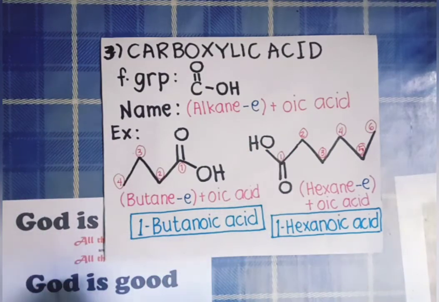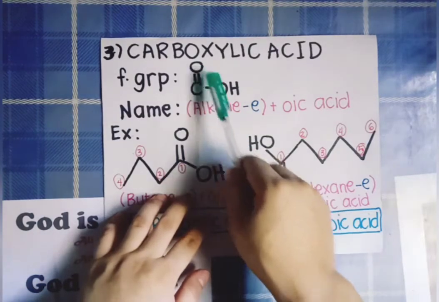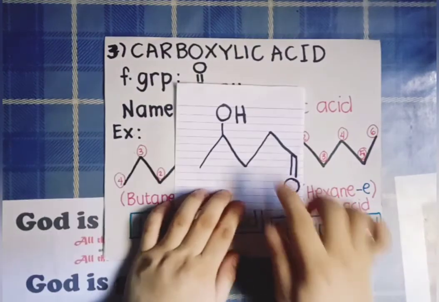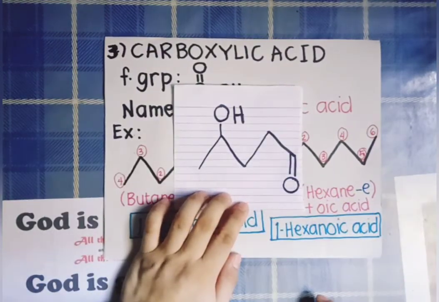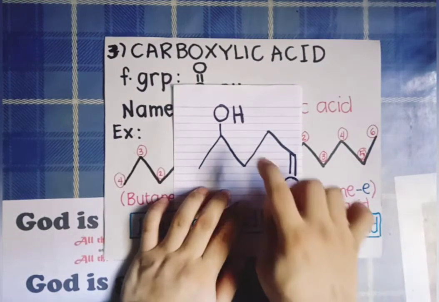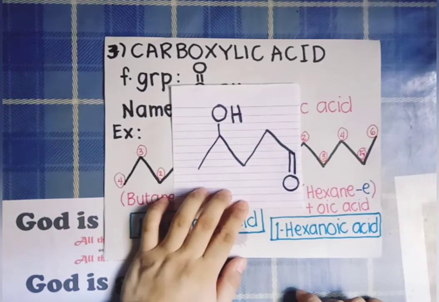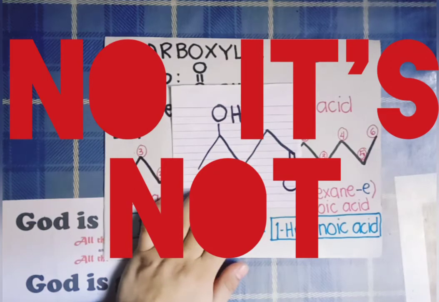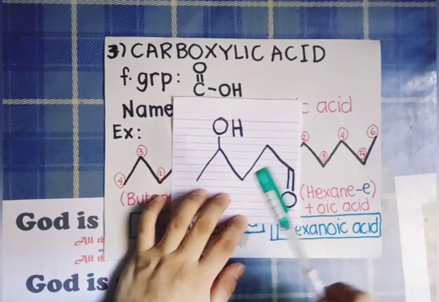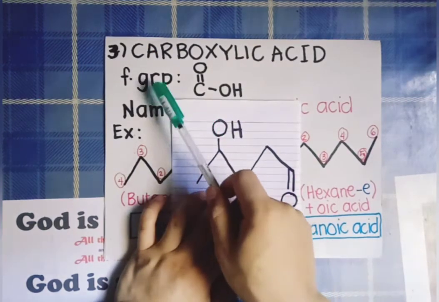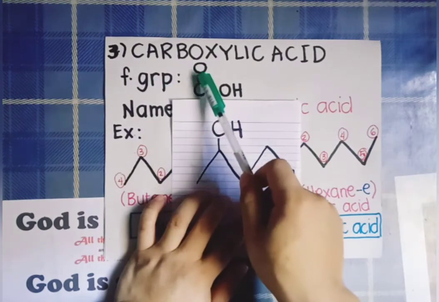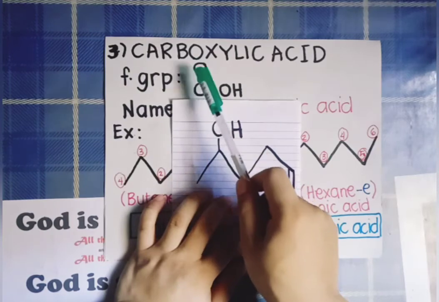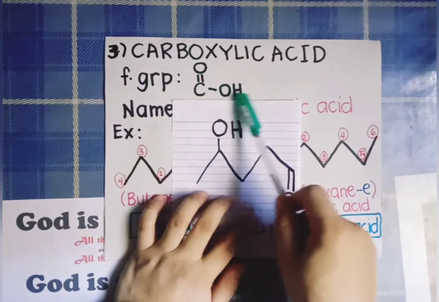Now, in carboxylic acid, again, it's a C double bond OOH. Now, I have here this molecule, and let's analyze if this molecule is actually a carboxylic acid. Is this molecule a carboxylic acid? The answer to that question is no. It's not a carboxylic acid. Why? As we mentioned a while ago, the carboxylic acid functional group is C double bond OOH. The same carbon atom that bears the double bond O should also bear the OH or the alcohol group.